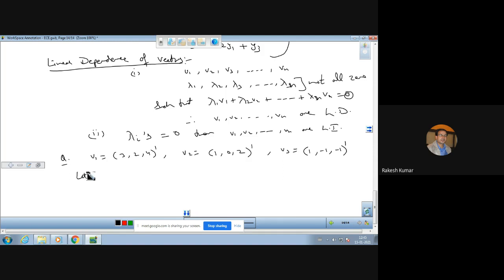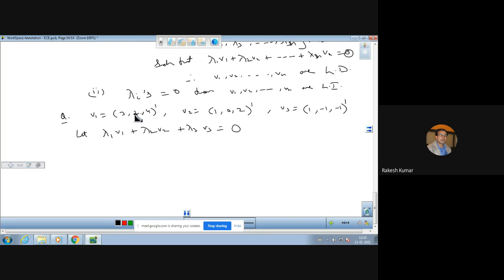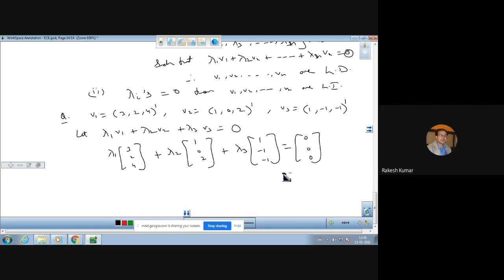So what we have to do, we have to take the linear combination of all these. So lambda 1 v1 plus lambda 2 v2 plus lambda 3 v3 will be a null vector, that is 0 vector. And vectors are always written in a column. So because this is the transpose here, 3, 2, 4 will be the column. Similarly, lambda 2 times 1, 0, 2, and lambda 3 times 1, -1, -1. And we know that null vector will be 0, 0, 0.